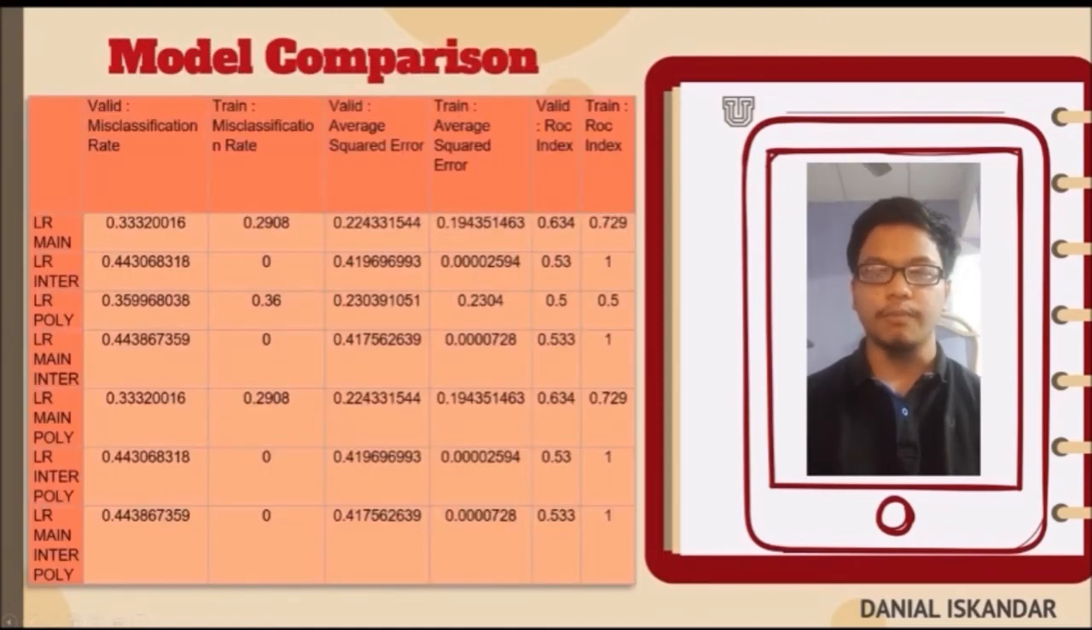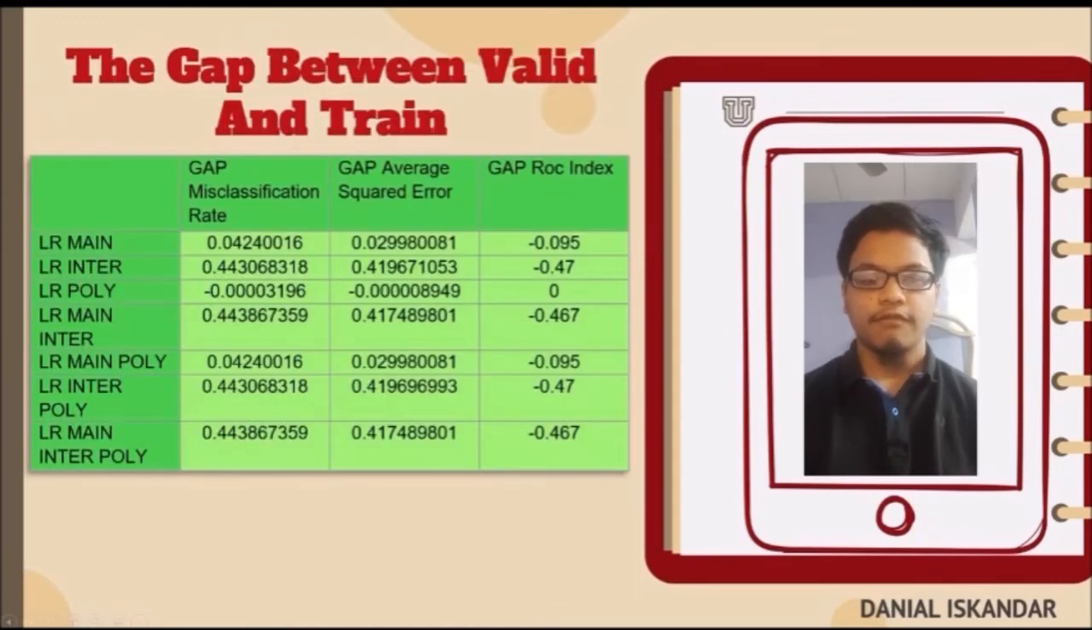And now for model comparison. For model comparison, we took the valid and train values for misclassification rate, average squared error, and ROC index. For the gap between valid and train, we took the valid and the train values, then subtracted one from the other, so we get the gap. We calculate the gap for misclassification rate, average squared error, and ROC index for all 7 models.